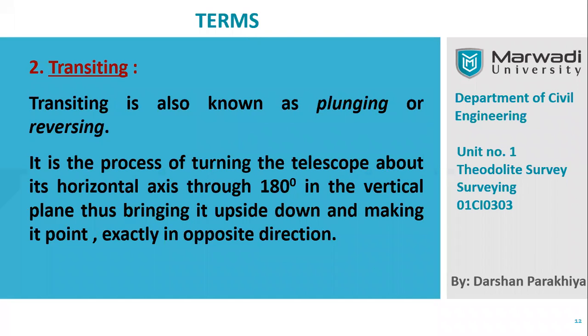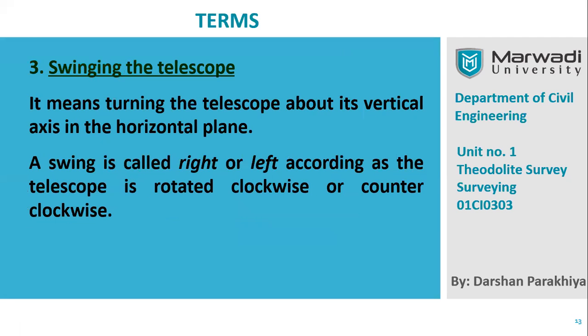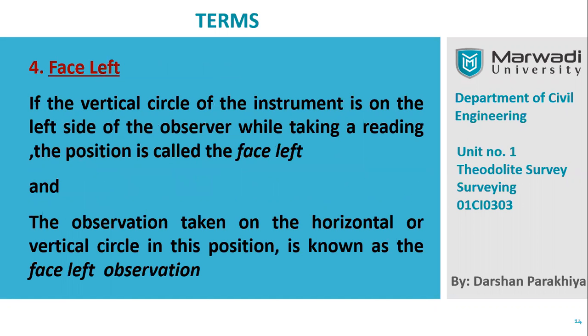Then transiting. What is transiting? Transiting is the process of turning the telescope about the horizontal axis through 180 degrees. That means if you turn the telescope through 180 degrees, from one side to the other side, that is called transiting. Then swinging. Swinging means turning the telescope about its vertical axis in a horizontal plane.